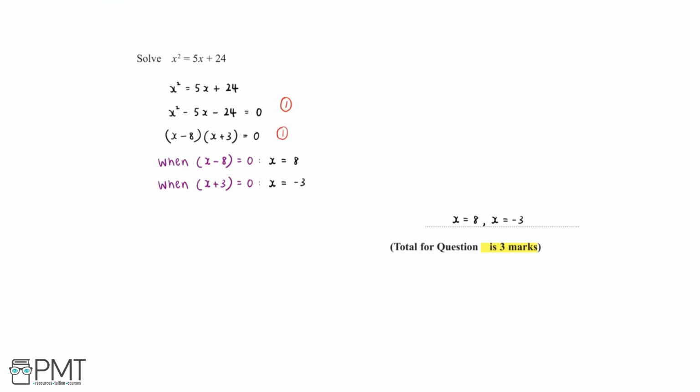And we get the third mark for using our factorized form in order to find that x is equal to 8 and that x is equal to minus 3. Allowing us to get the full 3 marks needed in this question.